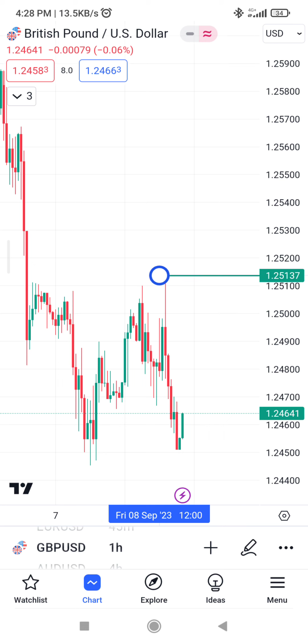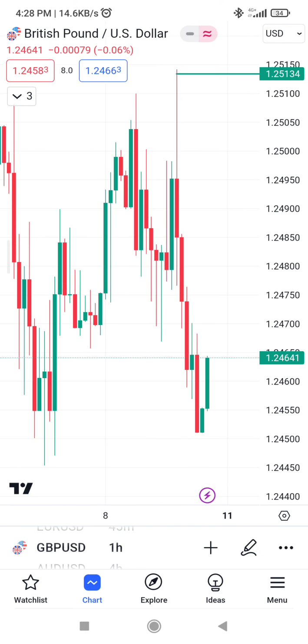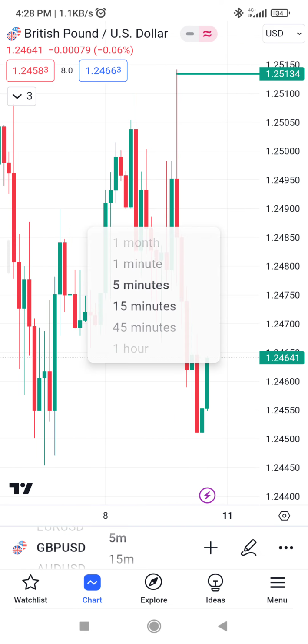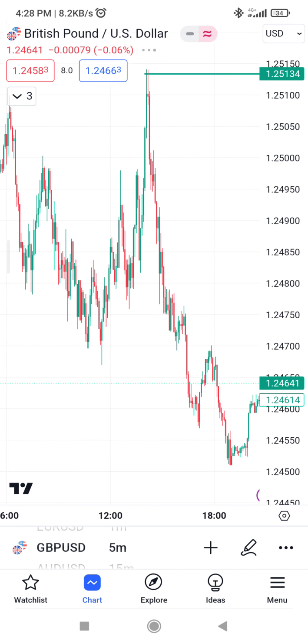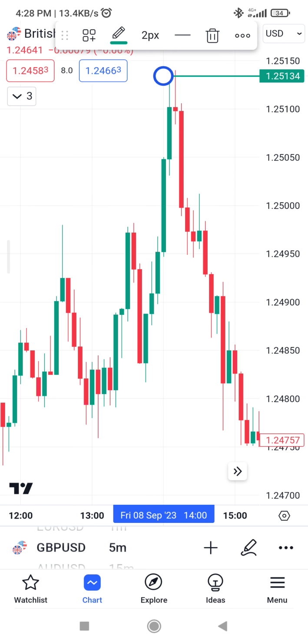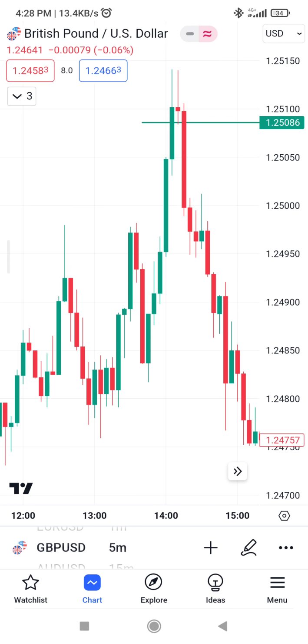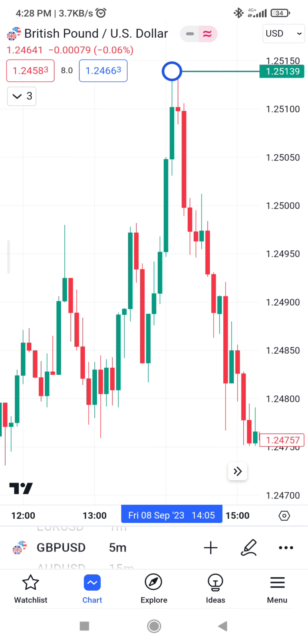I'm using a phone because I'm more used to a phone. Okay, so I'm going to mark it. Then to really pinpoint it properly, I'm going to go to a 5-minute time frame so that I can be able to mark it properly. It needs to be tip top. Now here we cannot buy, we cannot sell, because we need to know the direction of the market, but we need to mark this out first.